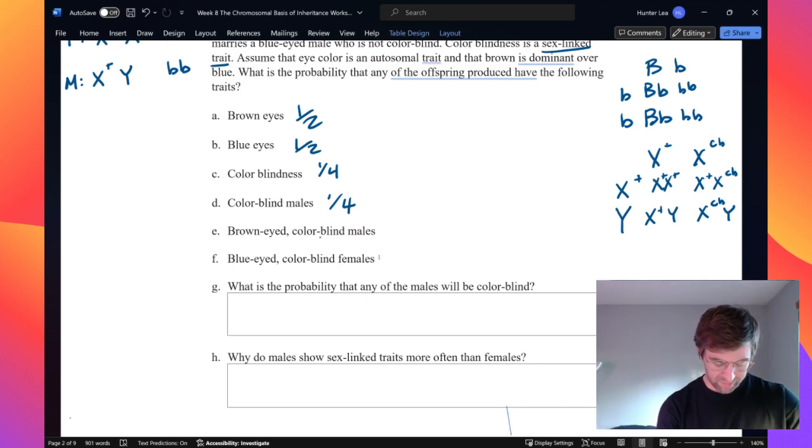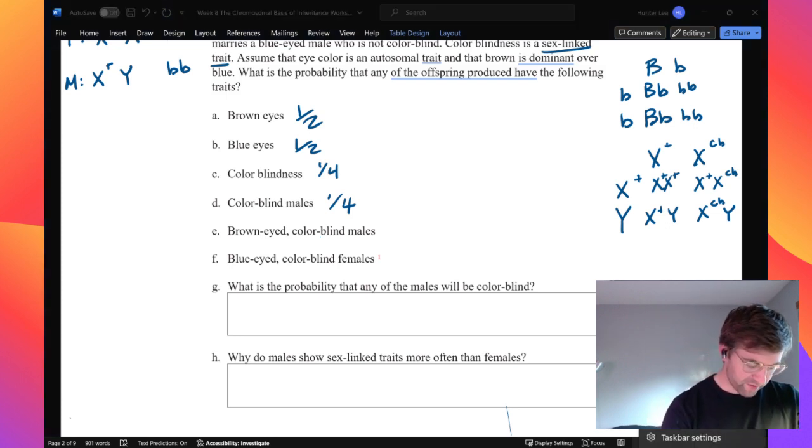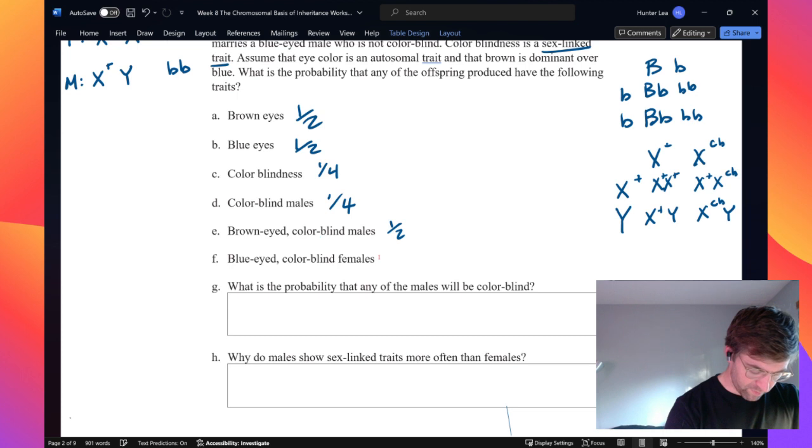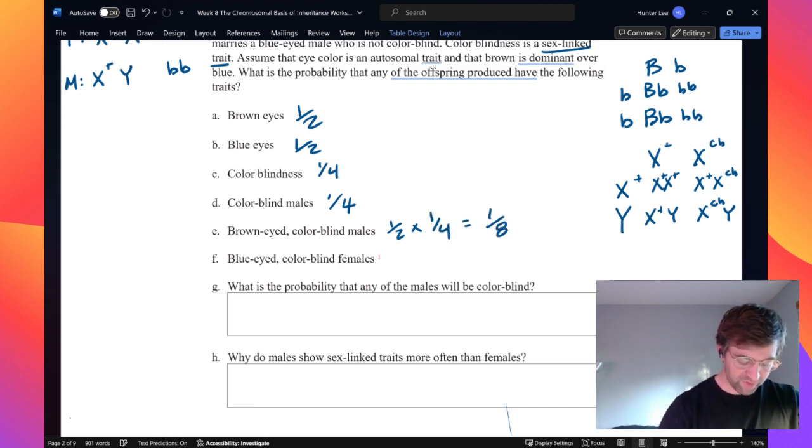Brown-eyed, colorblind males. This is where it gets a little bit more tricky. So the probability of being brown-eyed is 1/2. The probability of being colorblind is 1 in 4. And so the probability of producing a brown-eyed, colorblind male is 1 in 8.